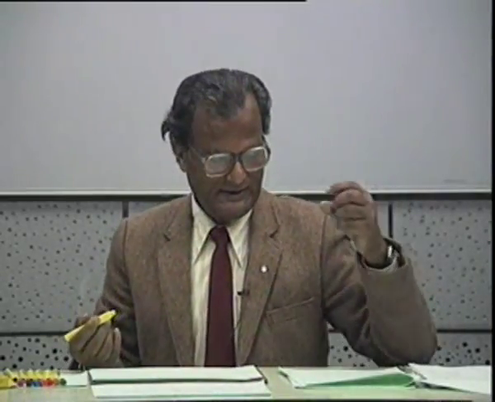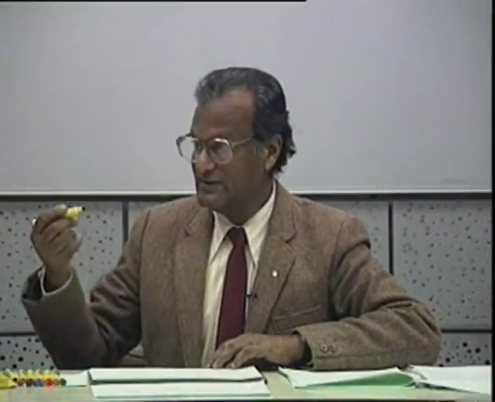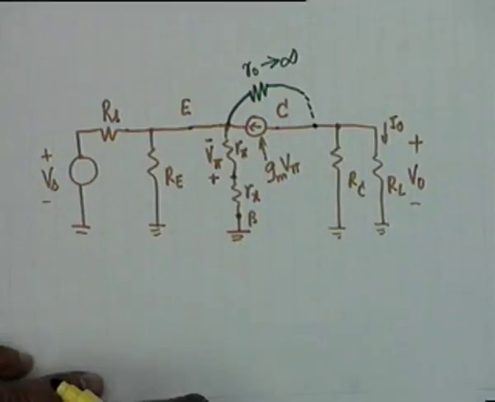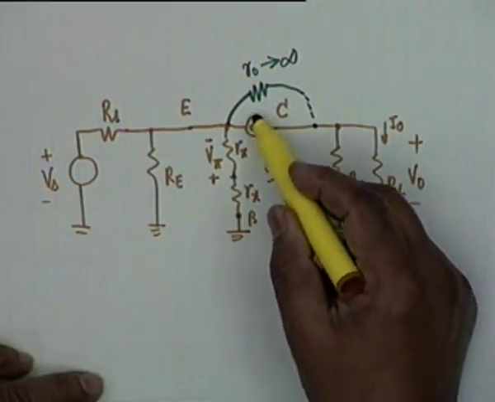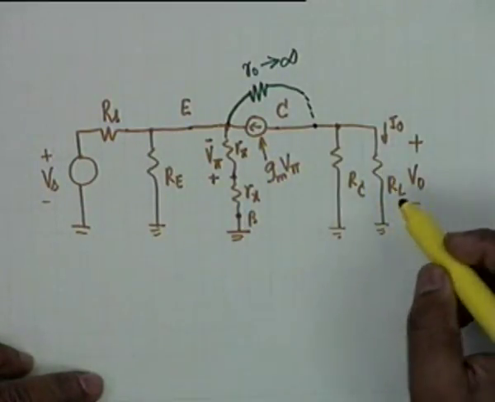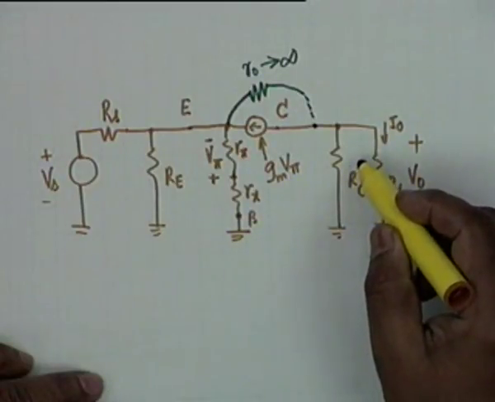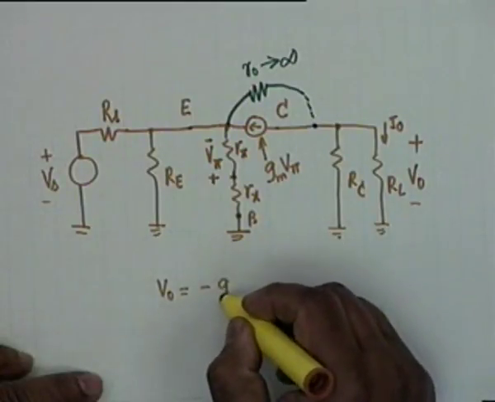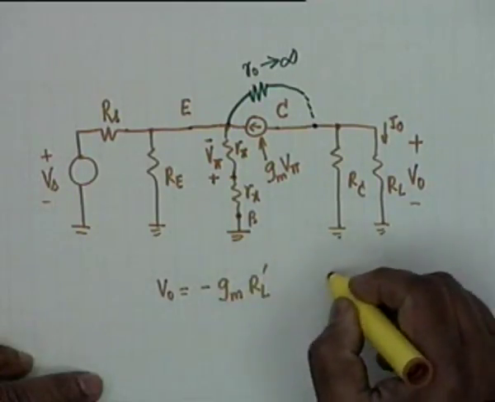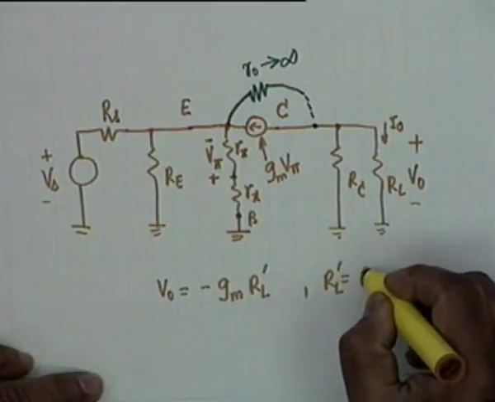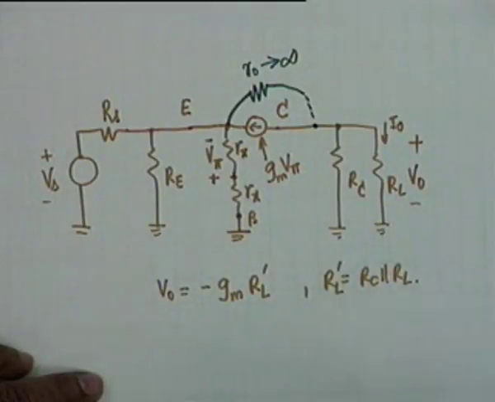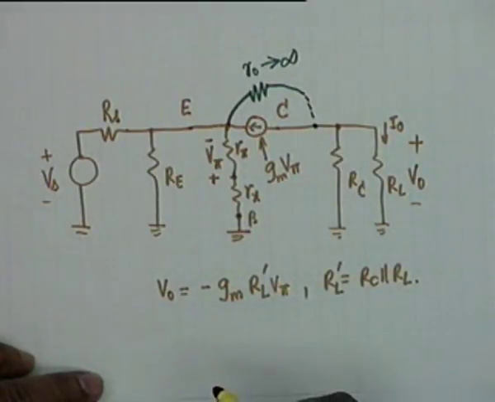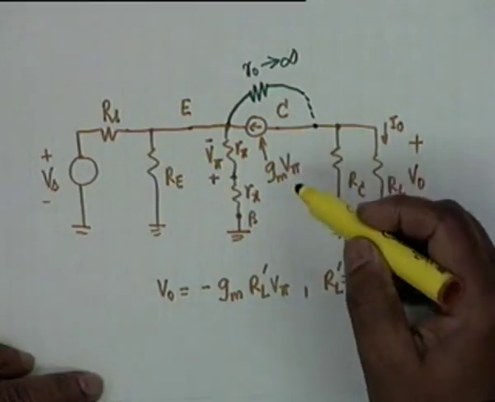Now this circuit is to be analyzed. As you can see, if we ignore R0, this green part of the circuit, then gm V pi, this current source, flows through the parallel combination of RC and RL, and therefore V0 can be immediately written as minus gm RL prime, where RL prime is equal to RC parallel RL, multiplied by V pi. That must of course be there. But then you have to find out what is V pi.